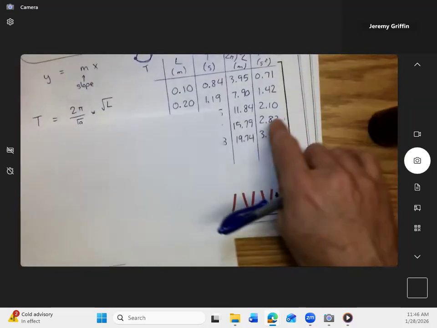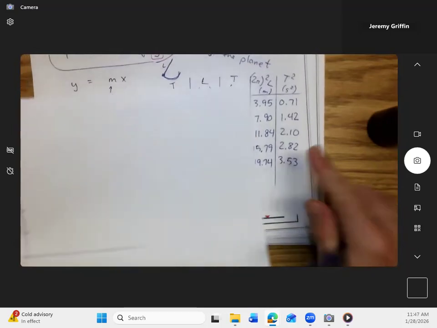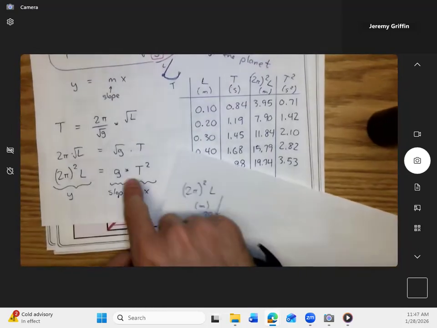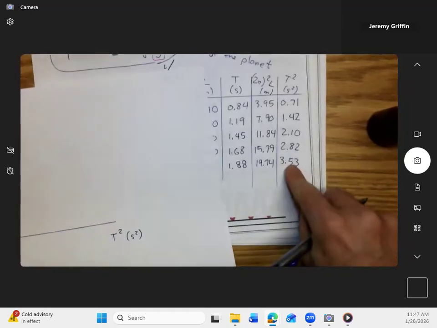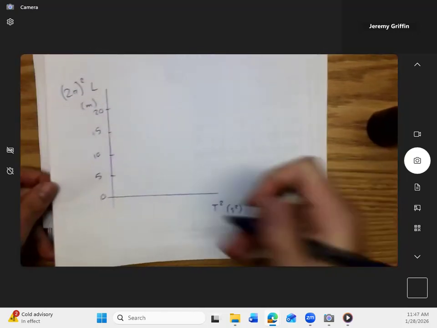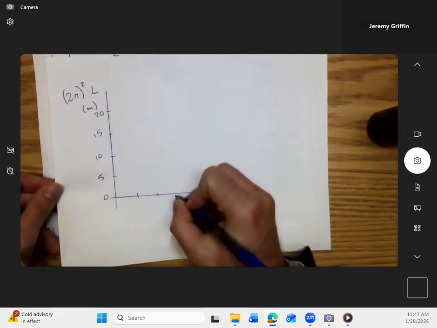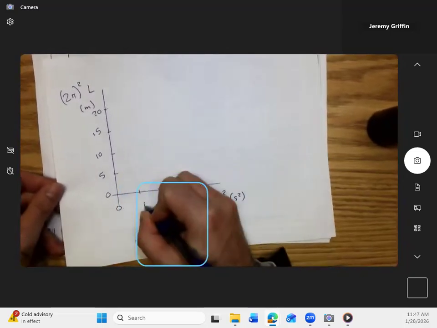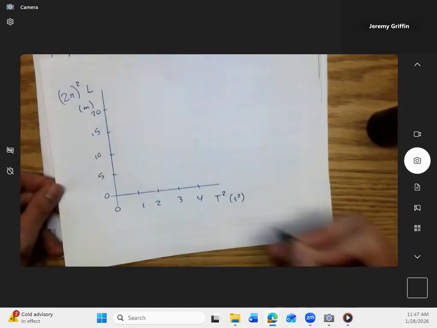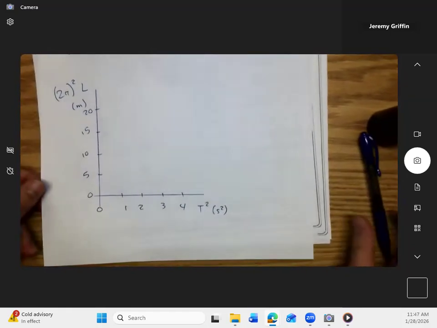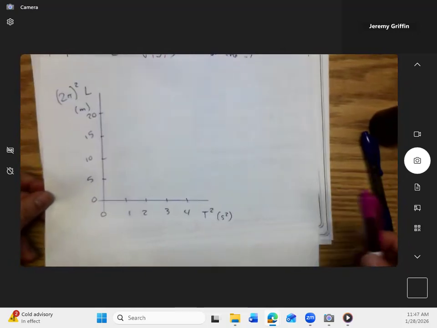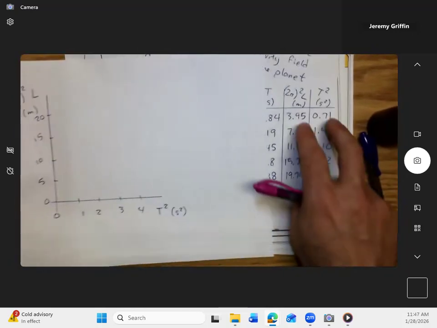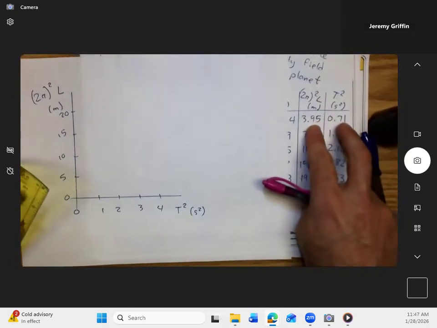Then the horizontal axis is going to be time period squared. The unit is square seconds. Now that goes up to 3.5 something. I'll call it 4. Let's go 1, 2, 3, 4. So 0, 1, 2, 3, 4. Let's plot all these points. I'm making the claim that all these points are going to line up in a straight line. Let's see if that's true.